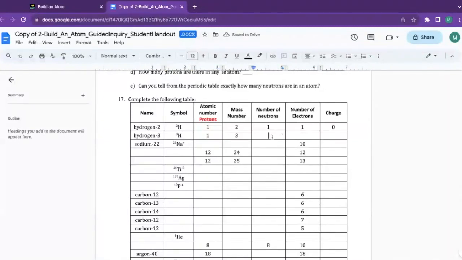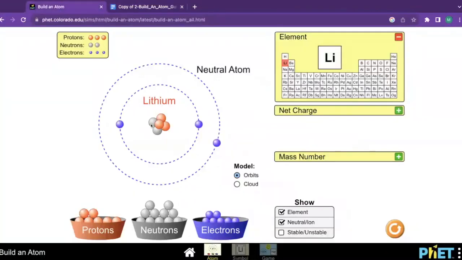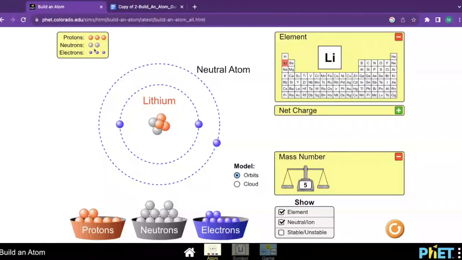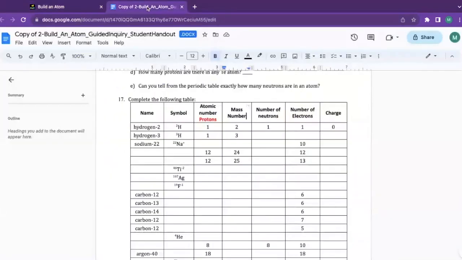How do we get the number of neutrons? Well, if we look at our simulation, our mass number is always the number of protons and the number of neutrons combined. So this lithium-5 atom right here has a mass number of 5 because it has 3 protons and 2 neutrons. We would call this lithium-5.